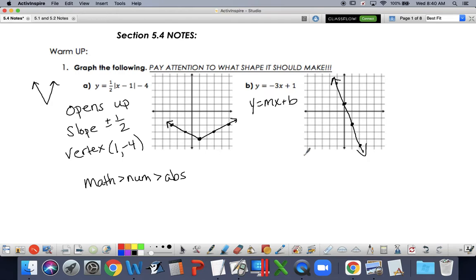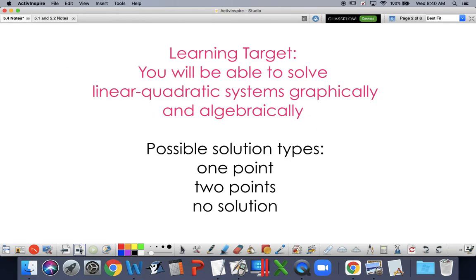All right, great. That was a pretty good warm-up getting us ready for what our learning target is, which is to be able to solve a quadratic linear system both graphically and algebraically. As we go through this, we're going to have a linear function and a quadratic function. So we have a line as one of the things we're graphing, and then another one is our quadratic. And we're going to try to see where these two things meet. Our possible solutions will either be one coordinate point, two coordinate points, or they will never meet at all. So those are the kind of solutions that we're going to be looking for.